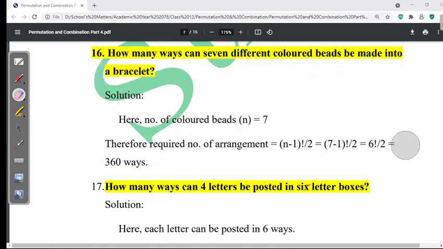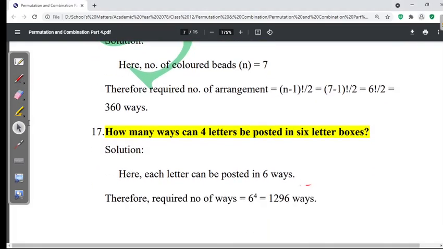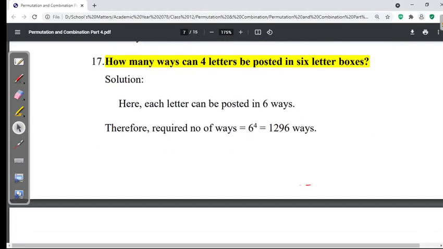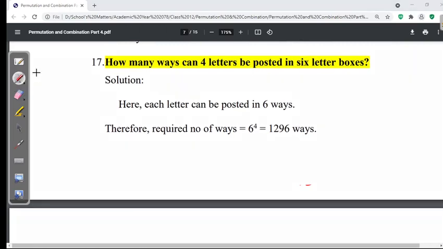Now moving to the next part, question number 17. This is like a power. How many ways can 4 letters be posted in 6 letter boxes? 4 letters in 6 boxes: all in the first, or all in the second, all in the third, all in the fourth. That's why it is raised to the power 4, which is 1296 ways.